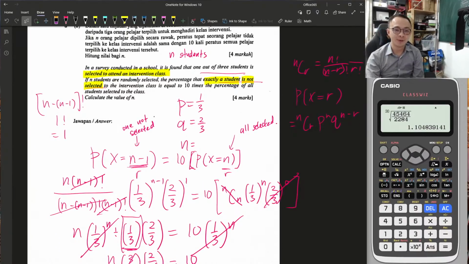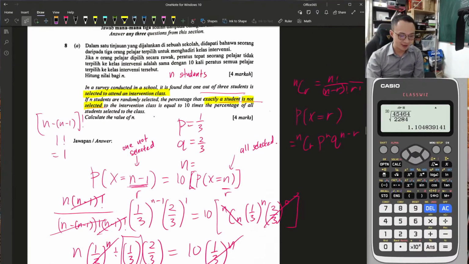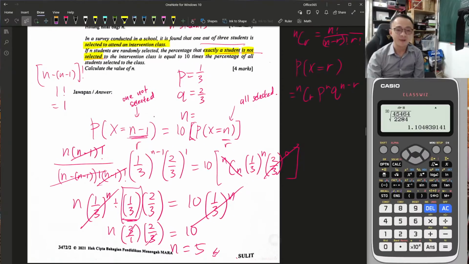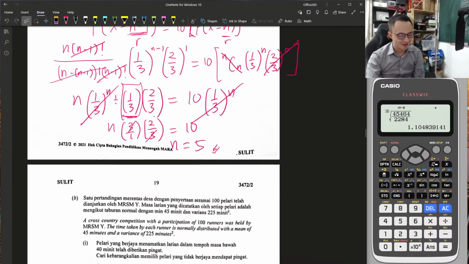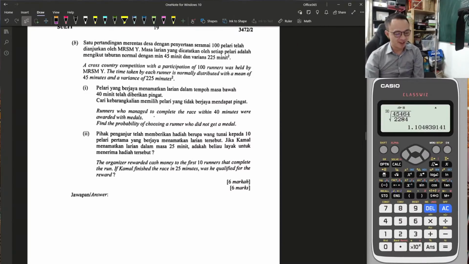Okay, so yes, done about A. If it is about the factorial thing, you kind of need to do some revision on how to do the factorial things. Alright, B.